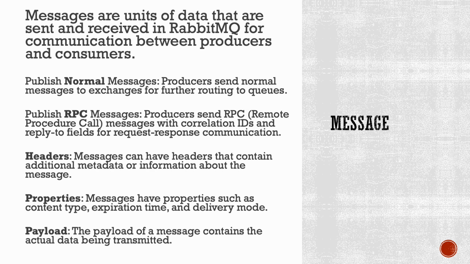Headers. Messages can have headers that provide additional metadata or information about the message. Headers can be used for custom routing or processing logic. Properties. Messages have properties that provide important details about the message. Properties can include the content type, expiration time, delivery mode, and more. These properties help in handling and processing messages appropriately. Payload. The payload of a message contains the actual data being transmitted. It represents the information that needs to be consumed or processed by the receiving application.